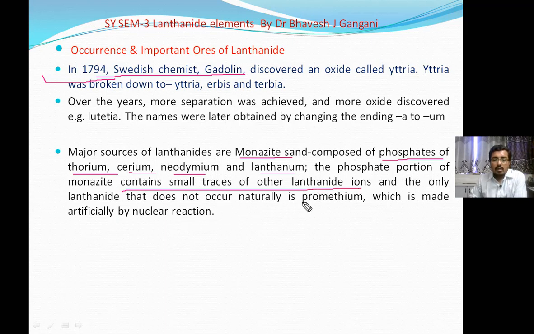So most of the lanthanide elements are obtained from monazite except one. That one is promethium. Promethium is a radioactive element and is not obtained naturally. So it is prepared artificially by a nuclear reaction.